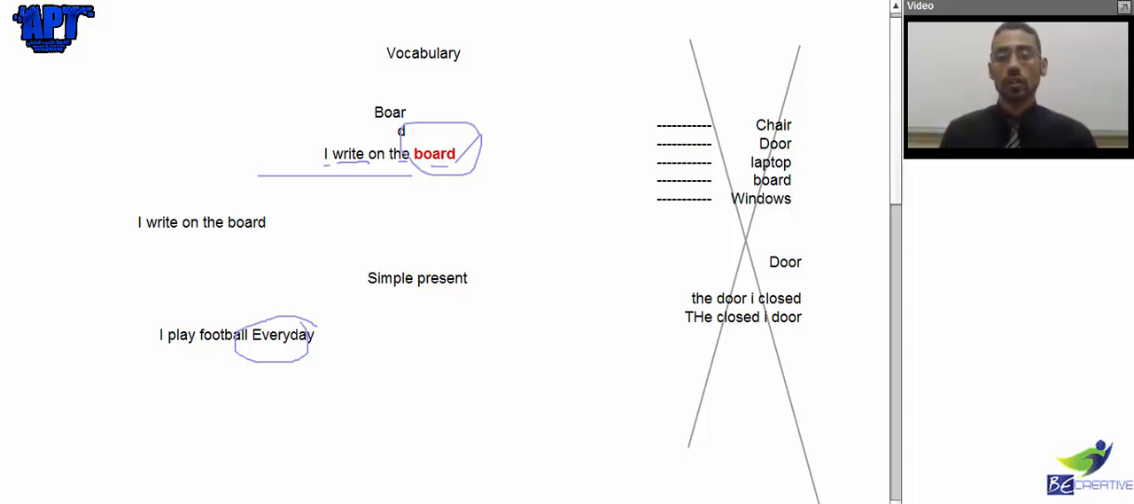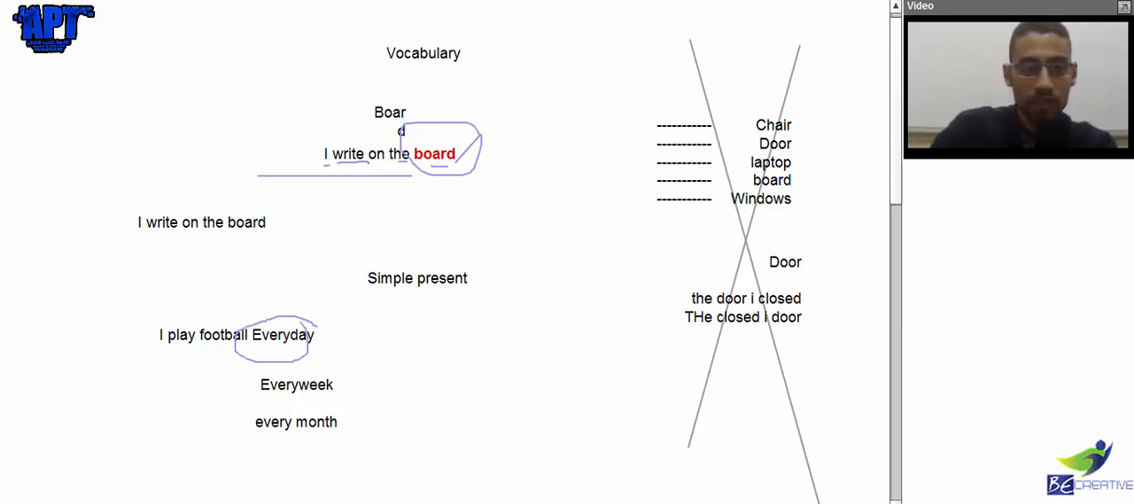Every day, I go to the club, for example. Let's put another word, not every day. We can put every week. I can put another word: every month. So every day, every week, every month. You see, all of these are habits. I do it regularly. I play football. So that's simple present.